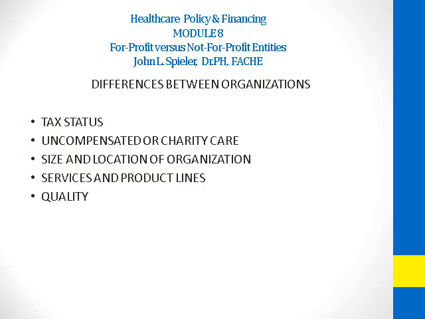Let's review the differences between for-profit versus not-for-profit entities. The most obvious one is ownership or tax status. For-profits have corporate ownership with shareholders. The not-for-profit entities, their owners are moral owners, which would be the community or other entity. The tax status: the not-for-profits are exempt from state, federal, and local tax, to include property tax. And this is due to their provision of charity or uncompensated care within the communities that they serve.